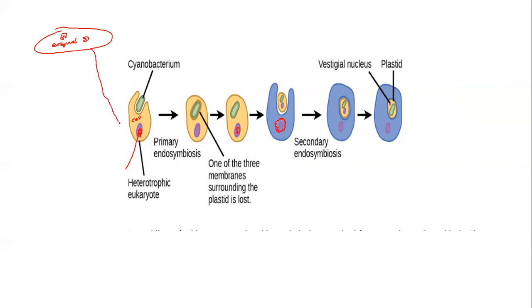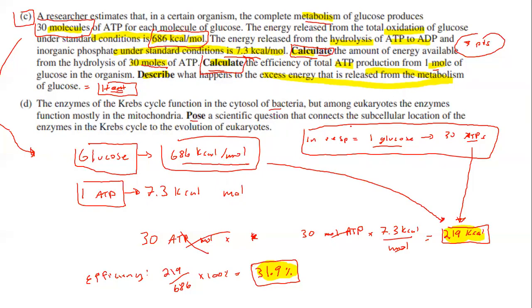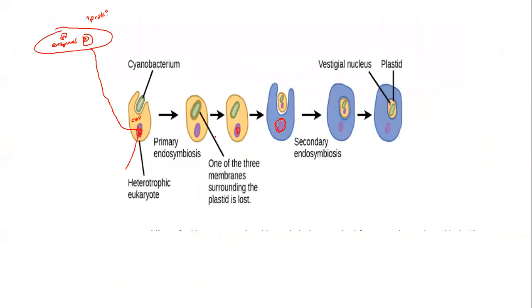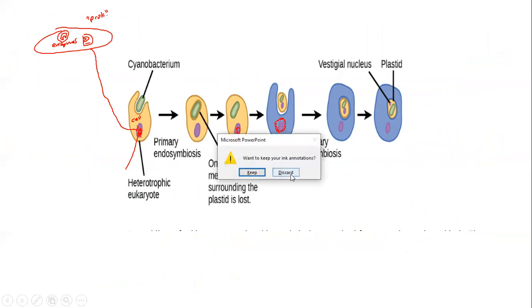But now when we look at our cells, if I put quotations around this, this is your prokaryote cell, okay? It's saying that the enzymes are just in the cytosol. But when we look at our cells, these same enzymes are found in our mitochondria. So what would be a good scientific question? Pose a scientific question that connects the location of the enzymes of the Krebs cycle to the evolution of the eukaryotes. I would state something along the lines of: is there evidence that the genes are the same that help support this endosymbiotic theory? If the enzymes are the same, is there similar DNA? And that helps support the endosymbiotic theory.